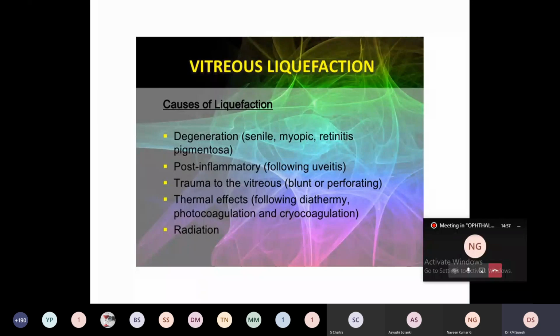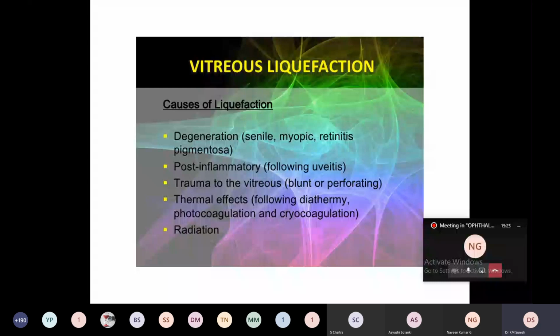There are some therapies like diathermy, photocoagulation and cryocoagulation. In these cases, the temperature produced on the tissue is either more than the normal body temperature, or it will be lesser in cryocoagulation. In the extremes of these temperatures, there can be vitreous liquefaction. And sometimes radiation also can cause vitreous liquefaction.